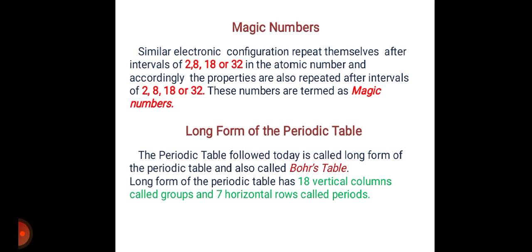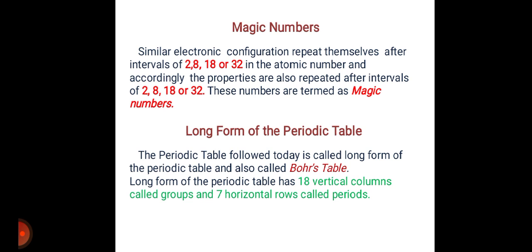The similar electronic configurations repeat themselves after the intervals of 2, 8, 18 or 32 in the atomic number, and accordingly the properties are also repeated after the intervals of 2, 8, 18 or 32. These numbers are called the magic numbers. So this is a magic number.